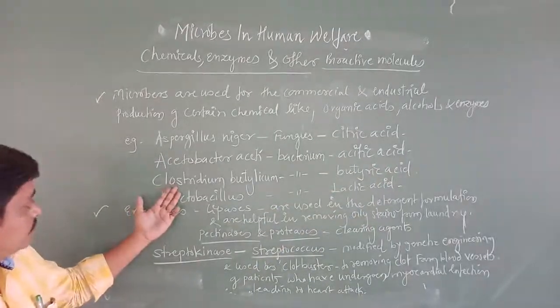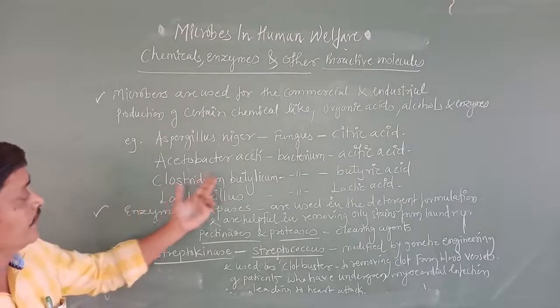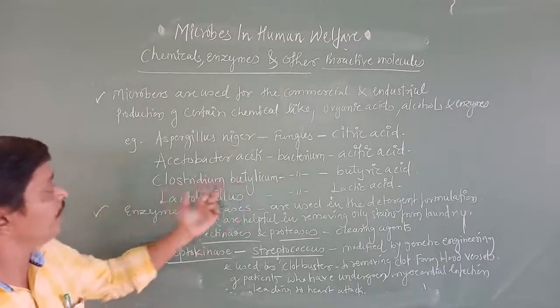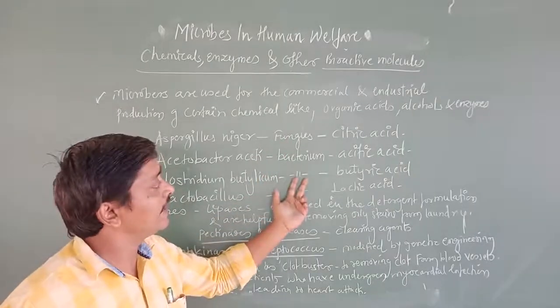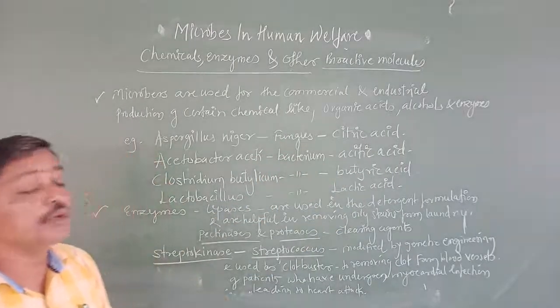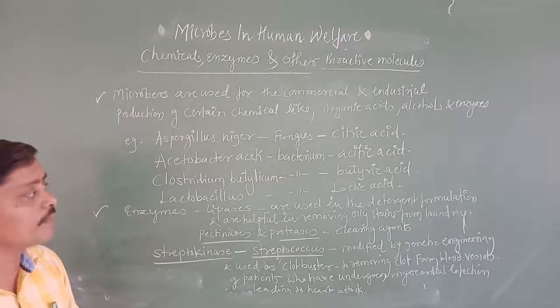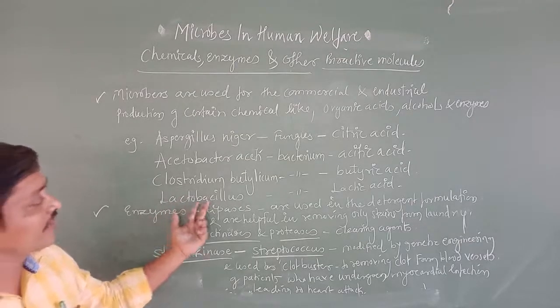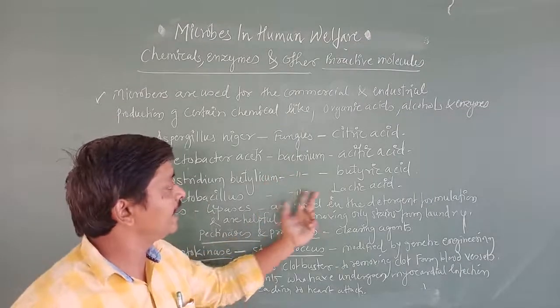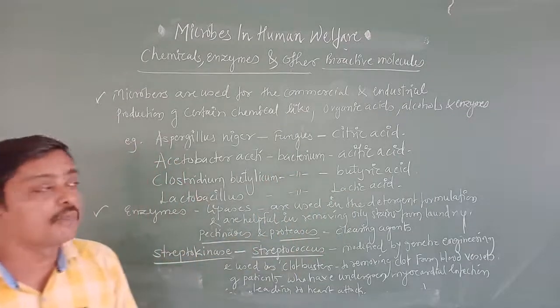Next one is Clostridium butylicum. This is also a bacterium. It is used for the production of butyric acid. Then next comes Lactobacillus. It is also a bacterium. It is used for the production of lactic acid.